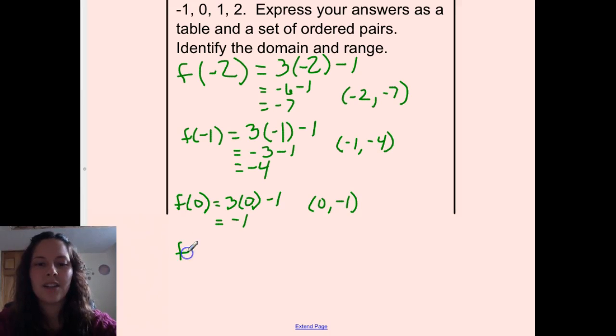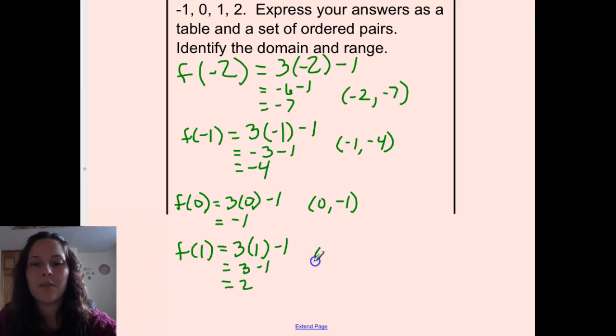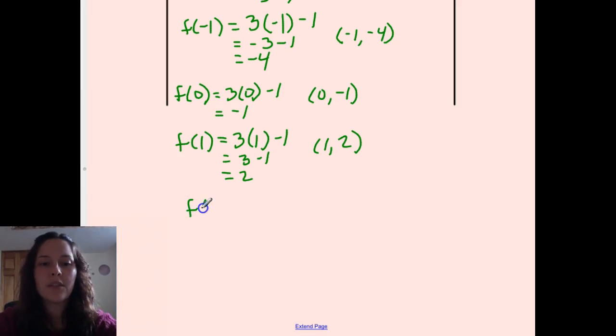Our next x value is 1, substituting that into the function, replacing the x everywhere we see it. We get 3 times 1 is 3, 3 minus 1 gives us 2. So for an input of 1, our function gives us an output of 2. And our final x value was 2.